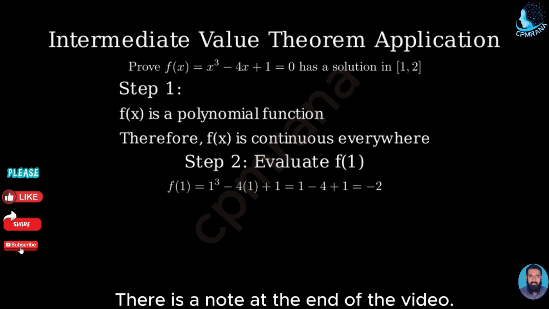Similarly, let's evaluate f(x) at x = 2. f(2) = 2³ - 4·2 + 1, which equals 8 - 8 + 1, which equals 1.